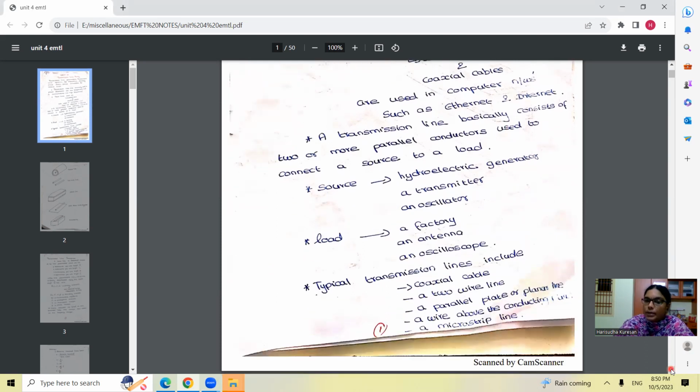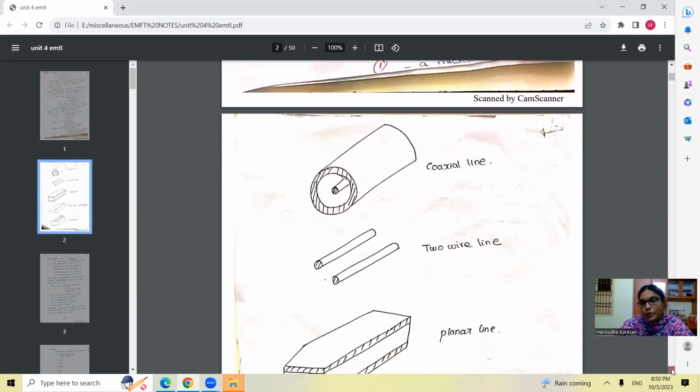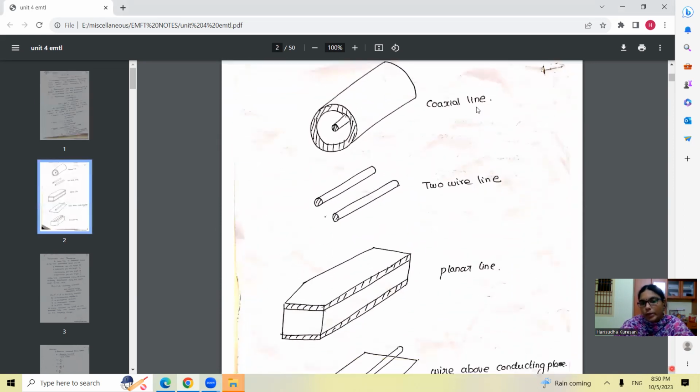Typical transmission lines include the coaxial cable, the two-wire transmission line, the parallel plate or planar line, a wire above a conducting medium, and the microstrip line. So these are some of the types of transmission lines. This is how the coaxial line looks. You will have an outer shielding, and inside you will have the golden strips of leads.